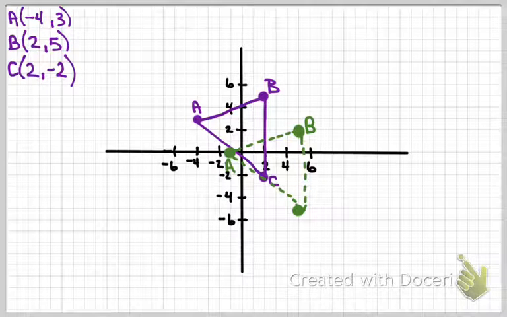It's an image, guys. The green figure is an image of the purple figure, and it's a translation because I moved all 3 points the same distance and in the same direction. All right, that looks kind of fancy, but not too difficult. So that is one method that you can show a translation, by graphing it on the coordinate plane.